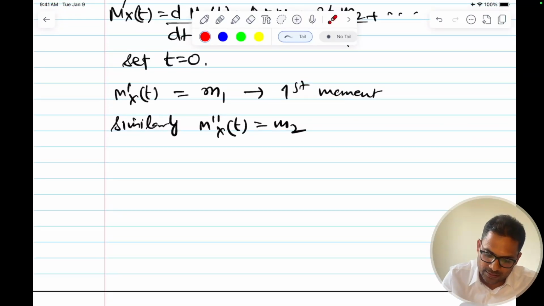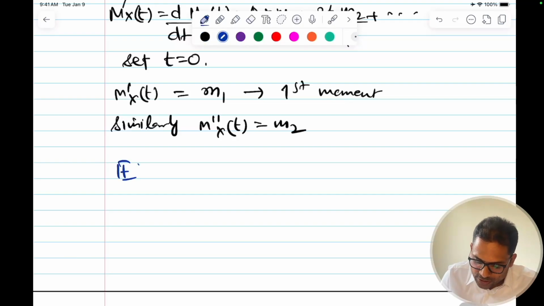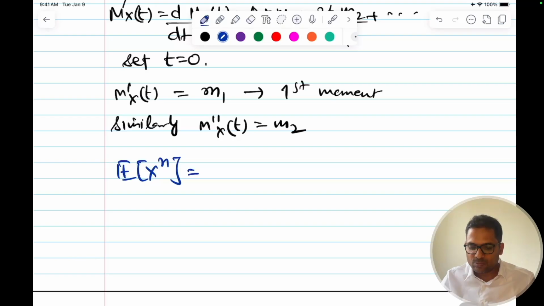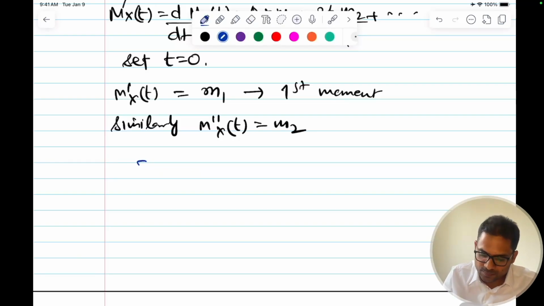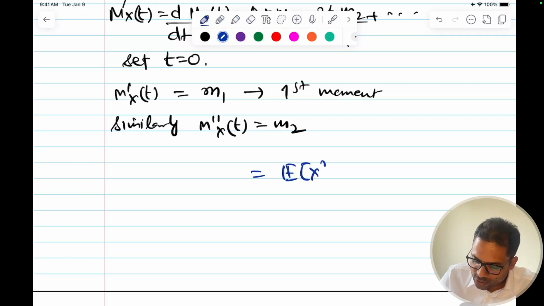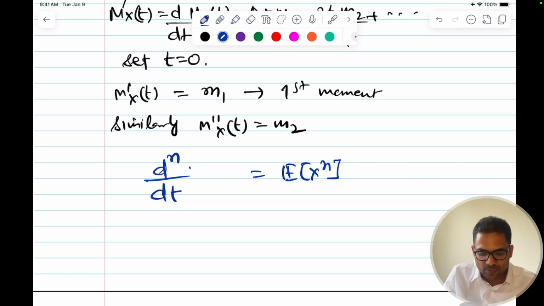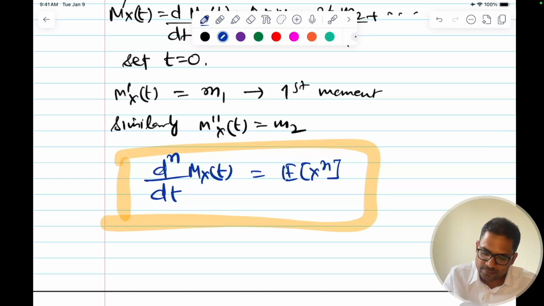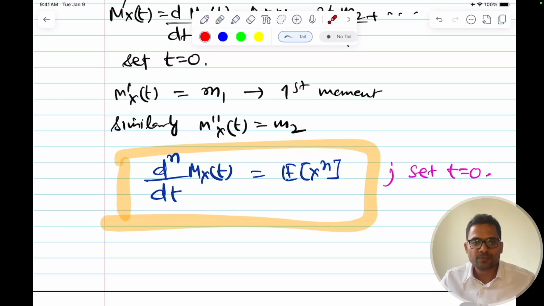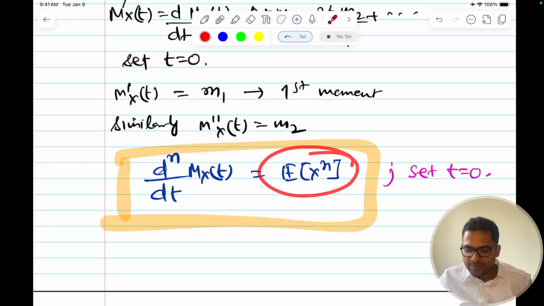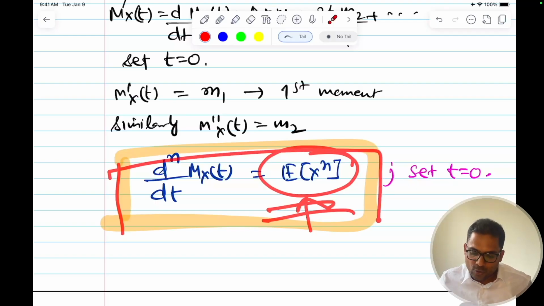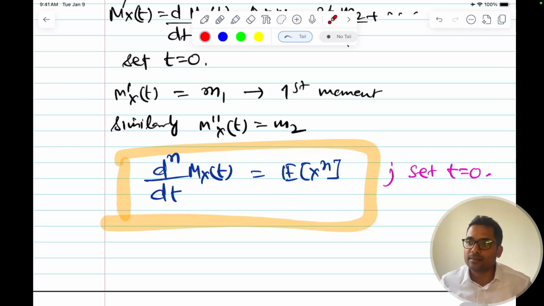So this means, if we generalize, what is the nth moment? This is the expectation of x to the power n. This is nothing but d by dt, n times, of Mx(t). Do this and then set t equal to 0. You will get the expectation of x to the n. I hope this is clear.